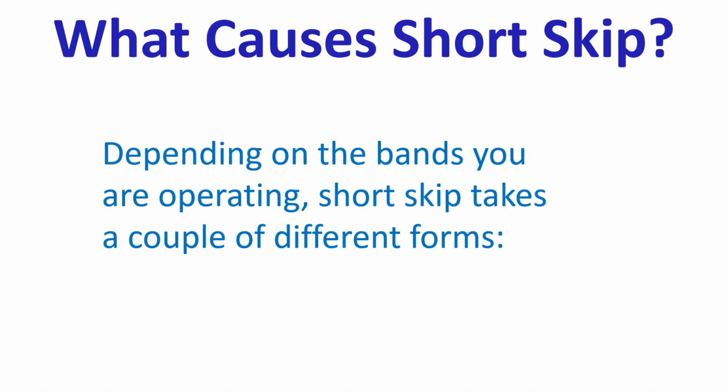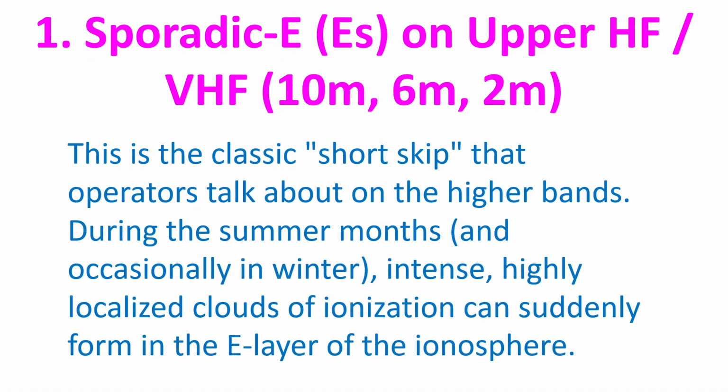Depending on the bands you are operating, short skip takes a couple of different forms. Sporadic E on upper HF and VHF, that is 10 meter, 6 meter, 2 meter. This is the classic short skip that operators talk about on the higher bands.